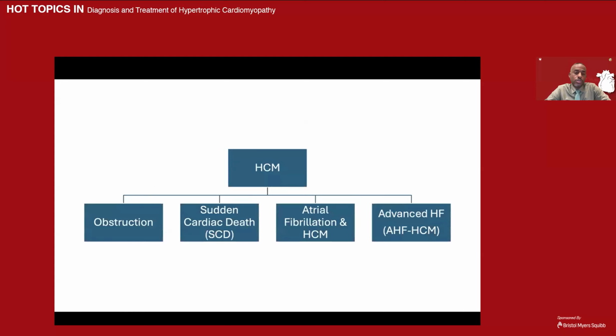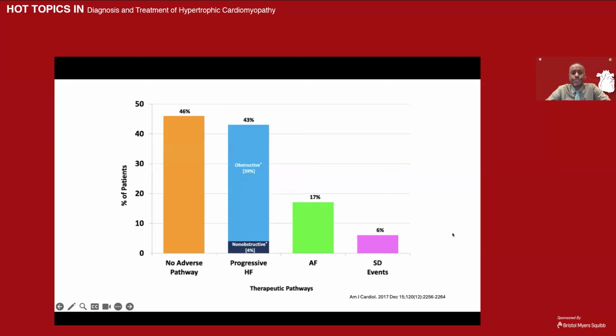The adverse pathways or the clinical manifestations of HCM can be asymptomatic. They can have obstruction, as will be talked about today in 2 different talks. They can be at risk for sudden cardiac death, and I will briefly go over that. They can actually have a higher risk of developing atrial fibrillation and systemic thromboembolism, or they can actually have advanced heart failure from HCM. So, like I said, some people may be completely asymptomatic.